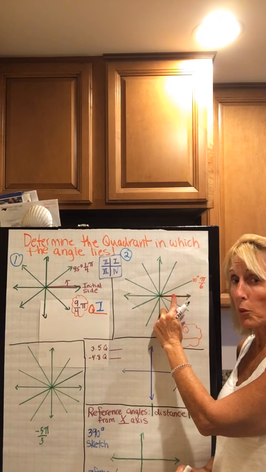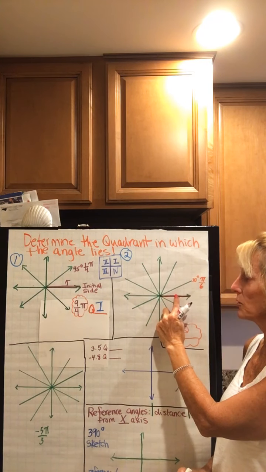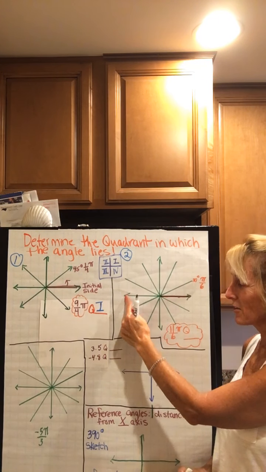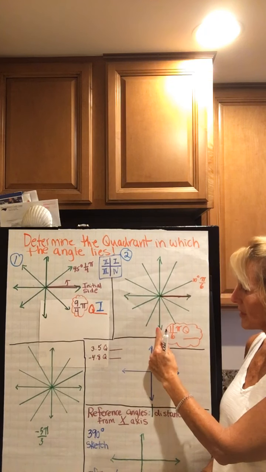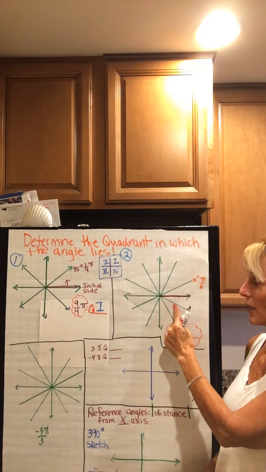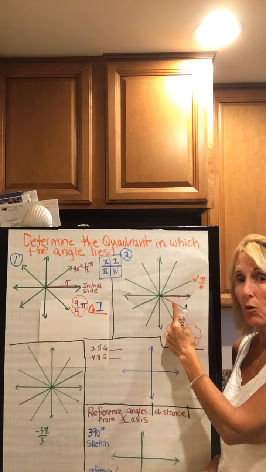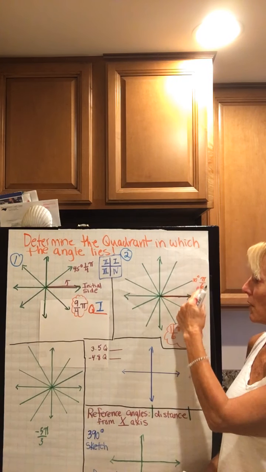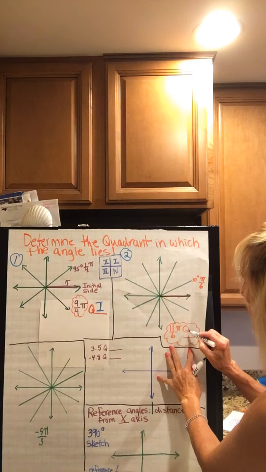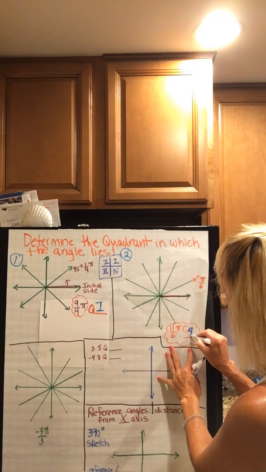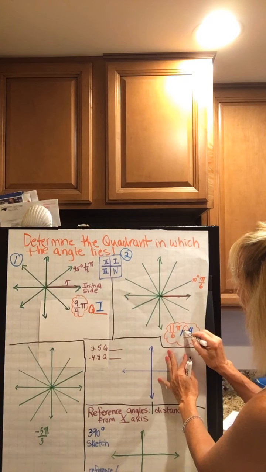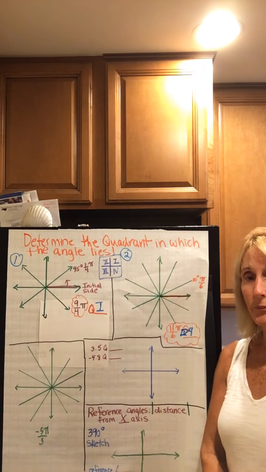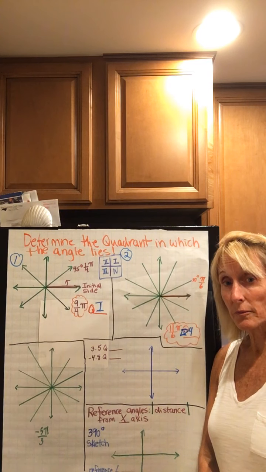So if I want to go to 11/6, I go all the way around. That's not quite 12/6, which is 2 pi. So let's look here. 1/6, 2/6, 3/6, 4/6, 5/6, 6/6, 7/6, 8/6, 9/6, 10/6, 11/6 takes me all the way to quadrant 4. So that's my answer, quadrant 4. 11/6 pi is in quadrant 4. Okay, I wrote a 4. I should make it a Roman numeral, and that's all it is. There you go. There's your answer.